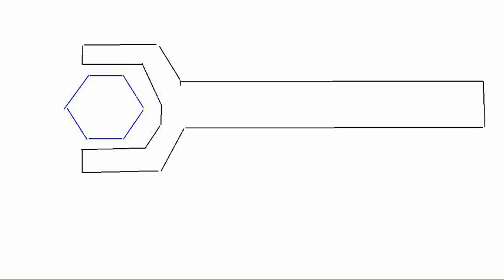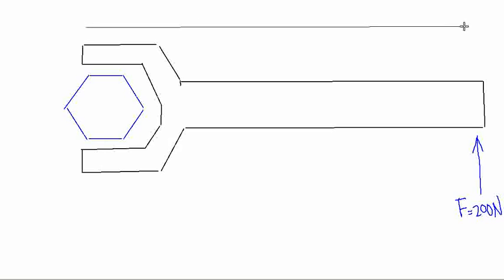So let's imagine that the mechanic is applying a force of 200 newtons to the right end of the wrench, and let's assume that the length of the wrench is 0.3 meters.